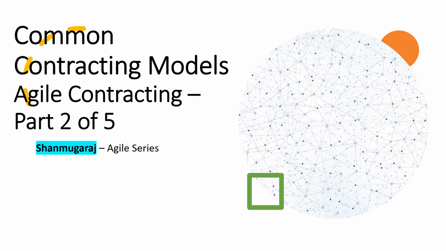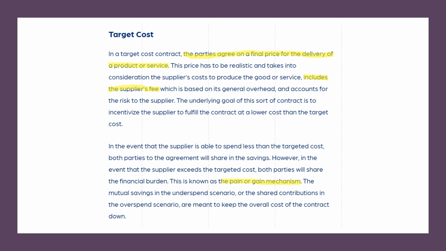So having said that, let us get into today's topic. Currently we are discussing agile contracting related topics. This is my second video. Today's topic is common contracting models in Agile. We are going to talk about three common models. The first one is target cost.